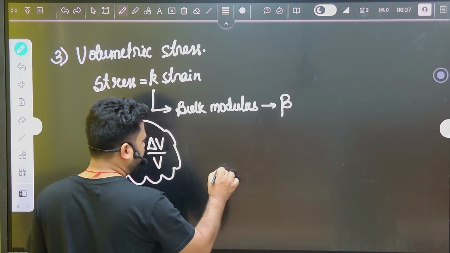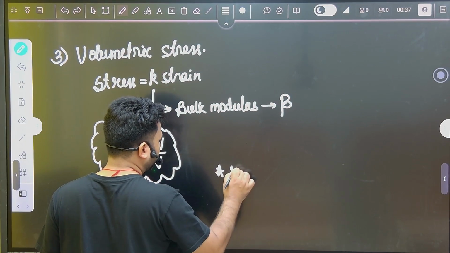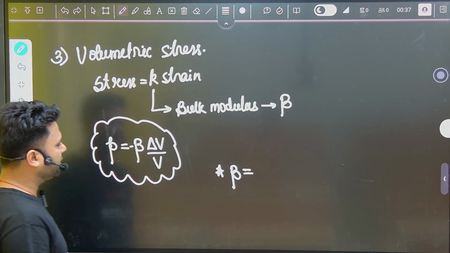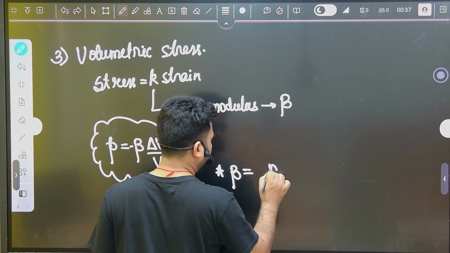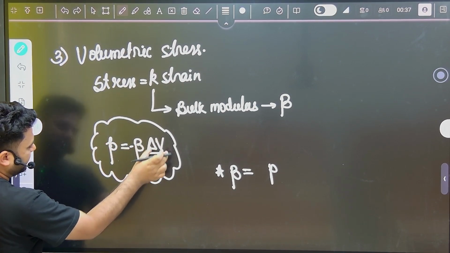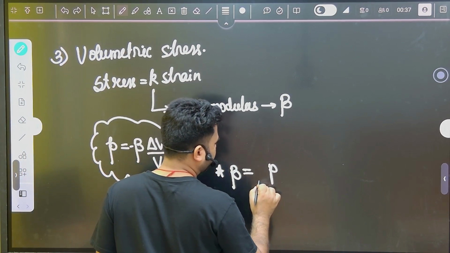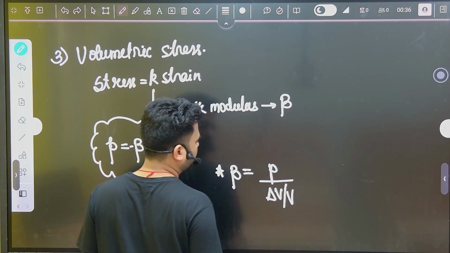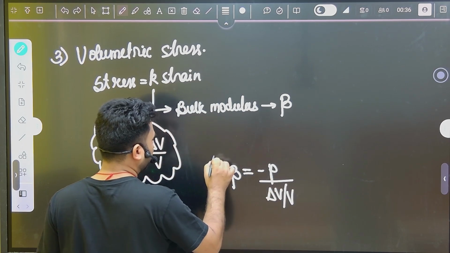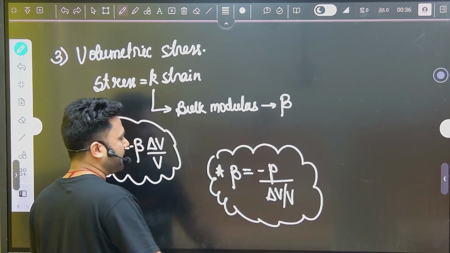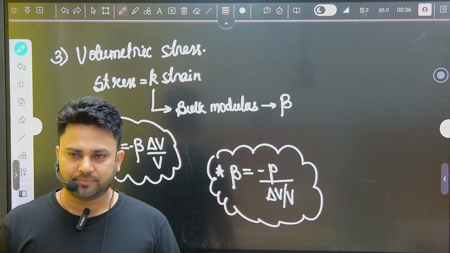Sometimes they directly ask what the bulk modulus is. So bulk modulus, what is it? Bulk modulus is pressure divided by this quantity: pressure divided by minus delta V by V. This is the bulk modulus. Correct.